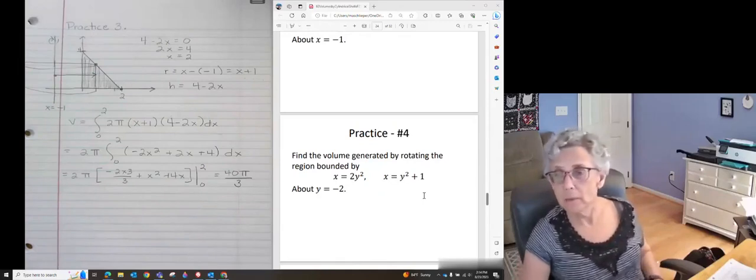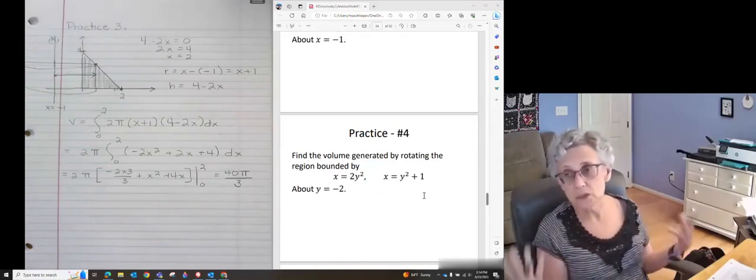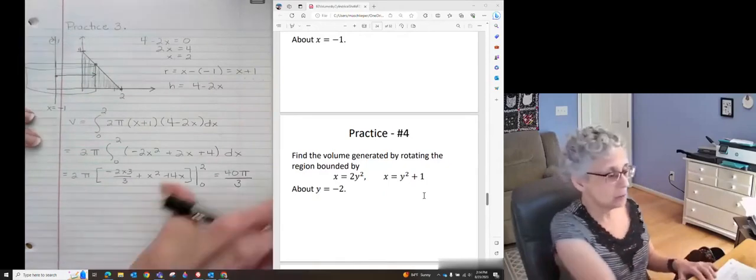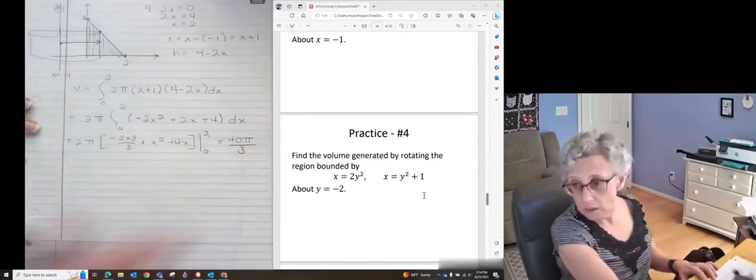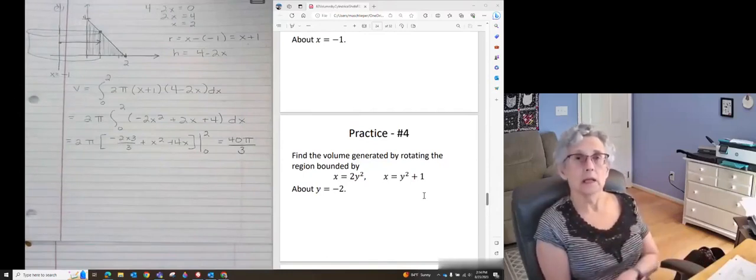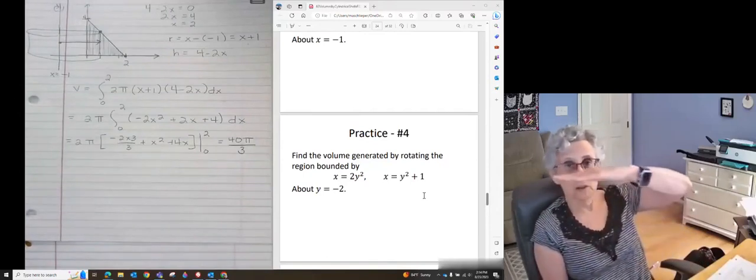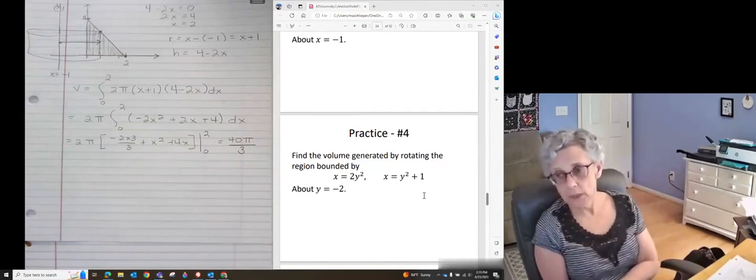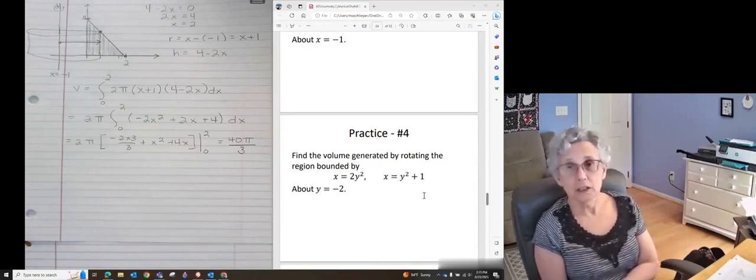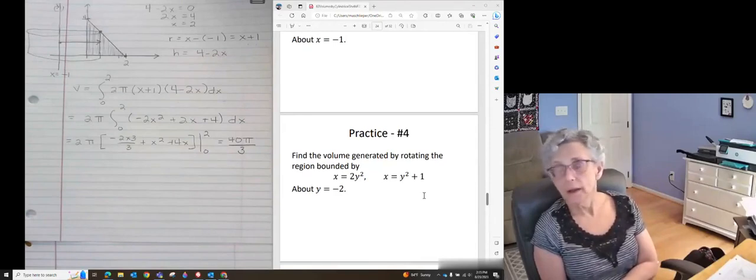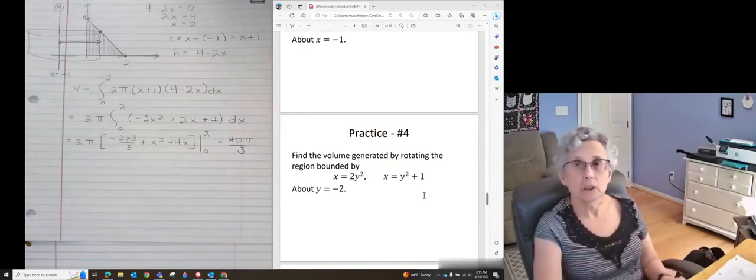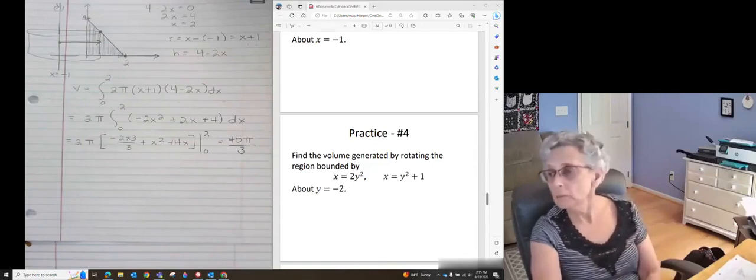Okay, this one we're revolving about y equals negative 2. So that's going to be a horizontal line. We'll be making slices that are parallel to the axis of rotation. So we're going to need to integrate with respect to y, and luckily we have our functions with respect to y. So take a minute, give that one a try. We'll meet back and compare.